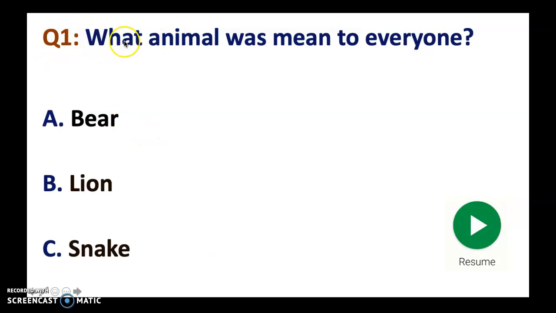Question 1. What animal was mean to everyone? Is it bear, lion, or snake? Remember to pause and answer on your worksheet.